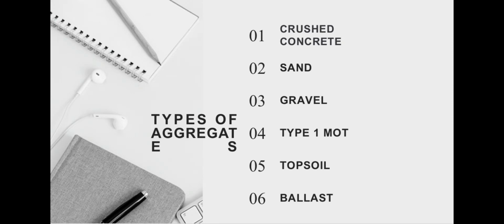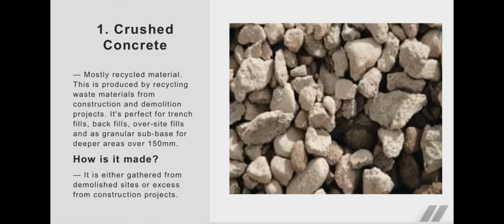So these are the types of aggregates. Number 1 is crushed concrete, sand, gravel, type 1 MOT, topsoil, ballast. Crushed concrete is mostly recycled material. This is produced by recycling waste material from construction and demolition projects. It's perfect for trench fills, backfills, oversight fills, and as granular sub-base for deeper areas over 150 mm.